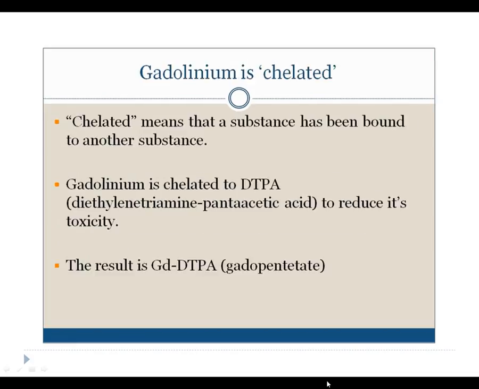Gadolinium is bound or chelated to another substance that increases the speed that the contrast is excreted from the body. This substance, DTPA, also reduces its toxicity level in the human body. The result is Gd-DTPA. Gadopentetate is a relatively safe water-soluble contrast enhancement agent for MRI.